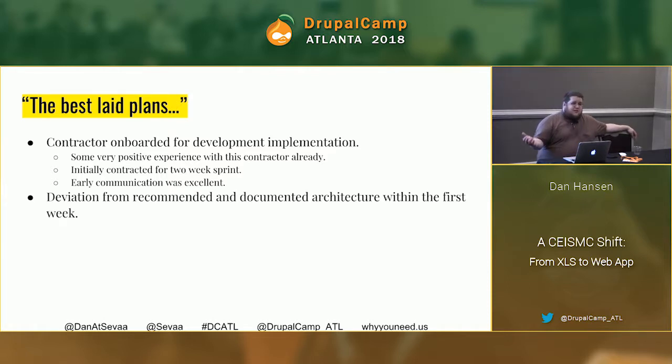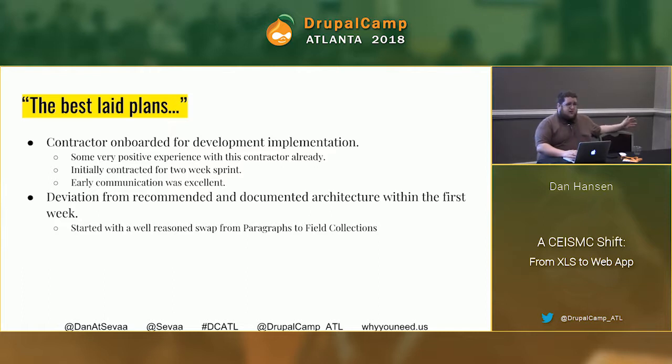But the problem started pretty early on. The deviation from recommended documented architecture happened within probably the first 2 or 3 days. He looked at what I had put in place and said, this is good. I need to change it here, here, and here. It started with a well-reasoned swap from paragraphs to field collections. We're building this out in Drupal 7, so paragraphs didn't have the revision support that we needed, but field collections did. Maybe field groups. I think it's field collections.